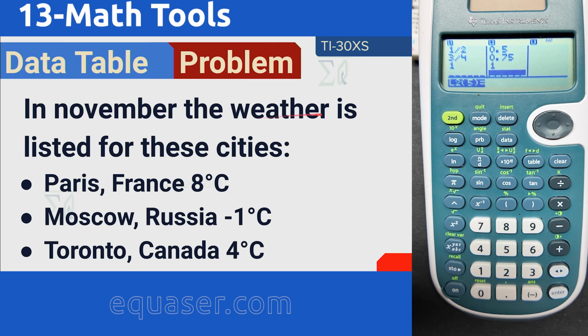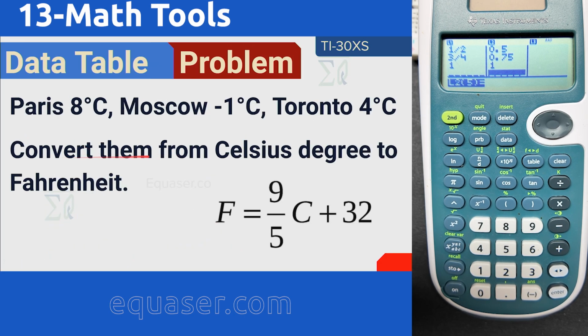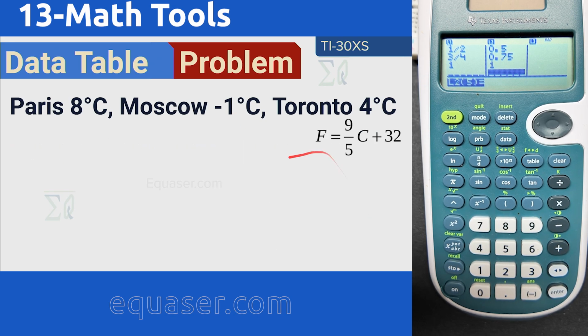Here is a problem that we need to solve. In November, the weather is listed for these cities: Paris in France, 8 degrees Celsius, Moscow, Russia, -1 degree Celsius, Toronto, Canada, 4 degrees Celsius. Convert them from Celsius to Fahrenheit, and the formula for Fahrenheit is 9/5 times the Celsius value plus 32.